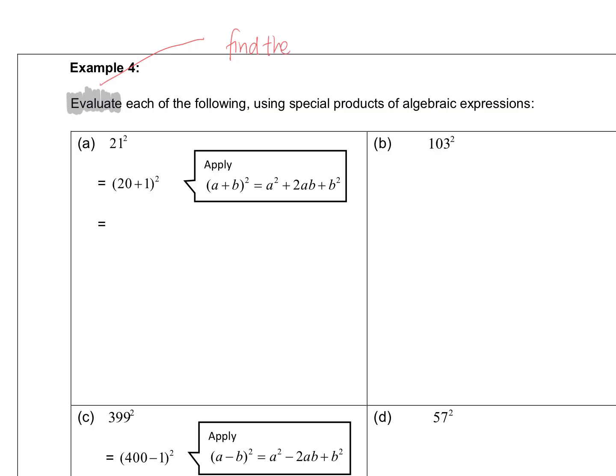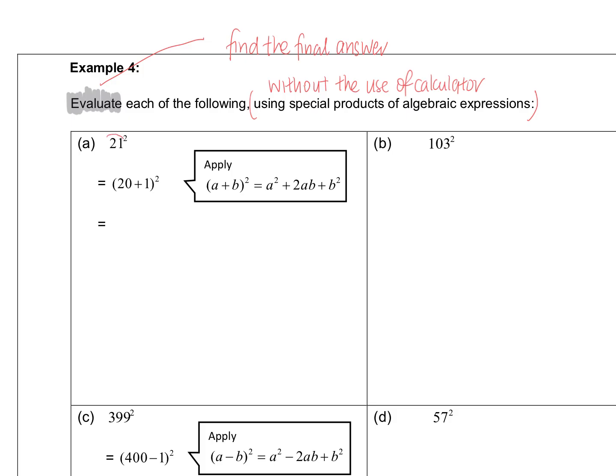Find the final answer. So evaluate means you want to know what is the final value after you expand it. So if the question says you cannot use calculator, or without the use of calculator, or when they say you must use special product rule, then you have to apply (a plus b) square.